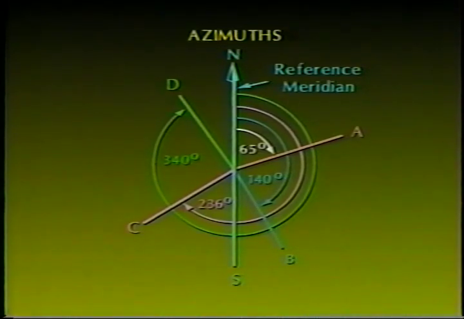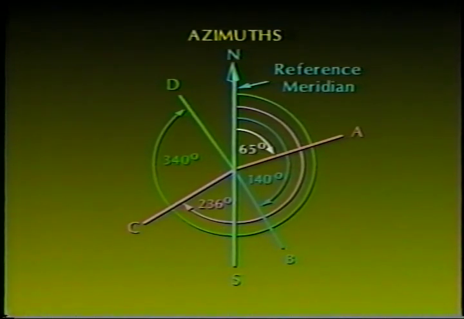Bearings can be computed from azimuths by noting the quadrant in which the azimuth falls and then converting it. An azimuth in the northeast quadrant is the same as the bearing. An azimuth of 65 degrees will be a bearing of north 65 degrees east. An azimuth in the southeast quadrant is subtracted from 180 degrees to get the bearing. Thus, the azimuth of 140 degrees is equal to a bearing of 180 degrees minus 140 degrees, or south 40 degrees east.